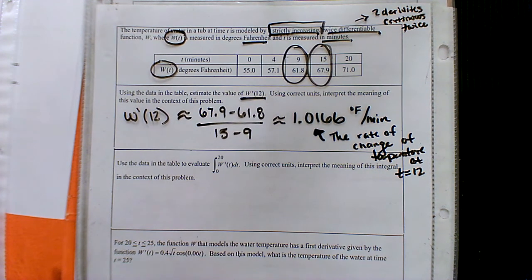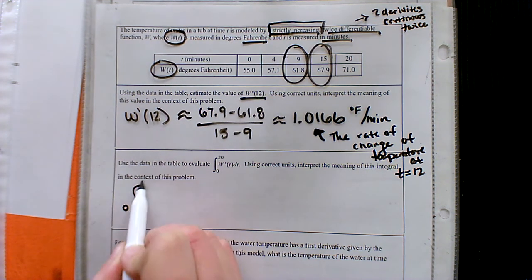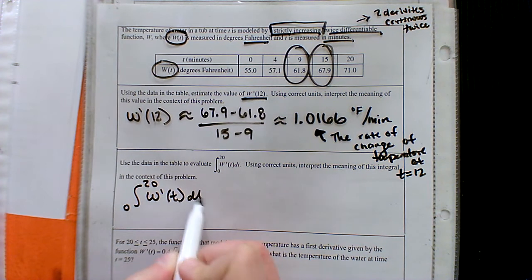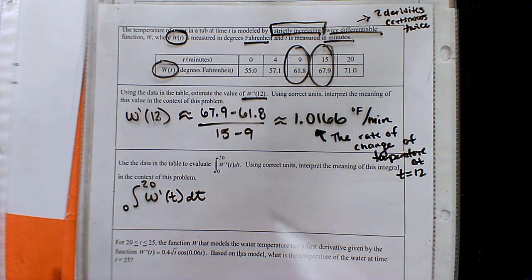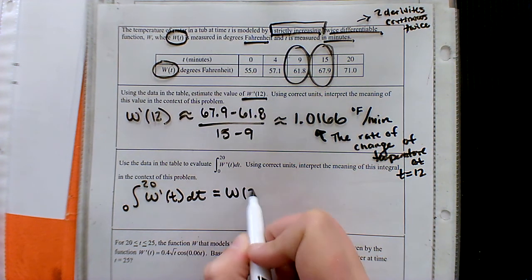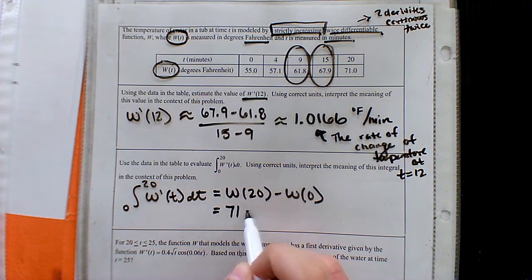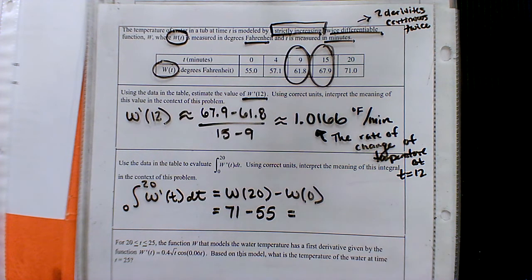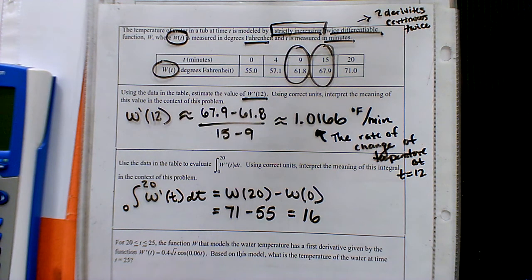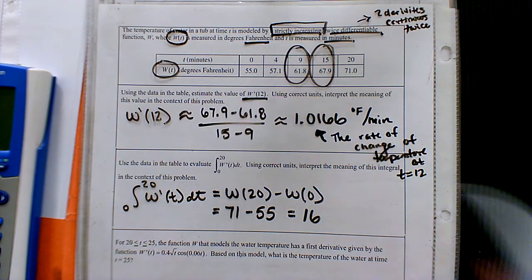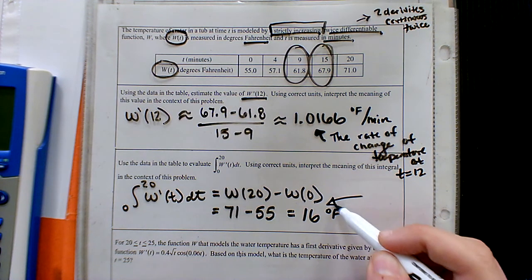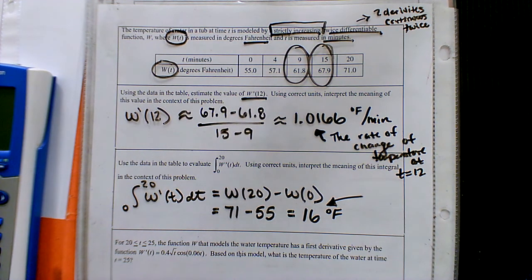All right, let's try an integral. Evaluate the integral from 0 to 20 of w prime. They're asking us to start with w prime, but notice how the table they give us is w. So what we're going to do is W20 minus W0. Based on the table, 71 minus 55, we get 16. Unit: degrees Fahrenheit.